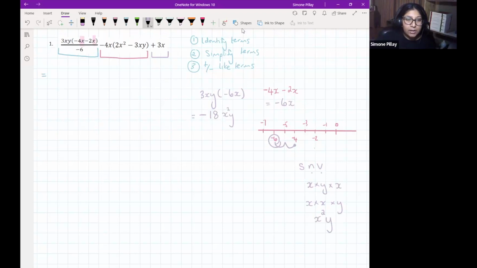I multiplied 3xy with negative 6x, but is it wrong? No, that's not wrong. That's exactly what I've just done. I've multiplied 3xy times negative 6x. The full simplified expression, we'll have to wait and see. Uma, yes, I did say we'll end up with the same answer. You can do it the other way, and you'll see that we end up with the exact same answer.